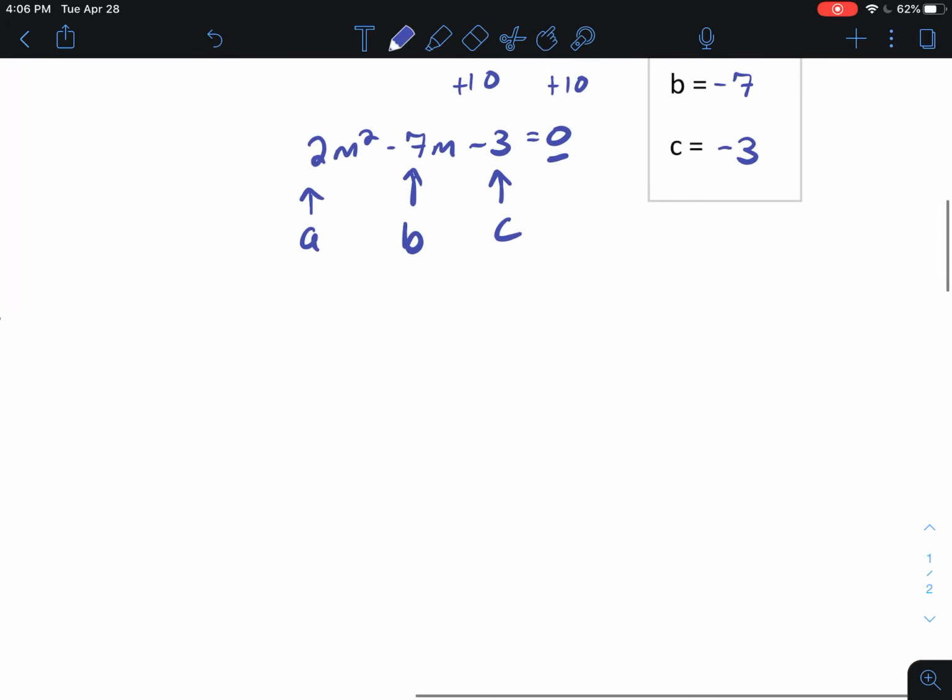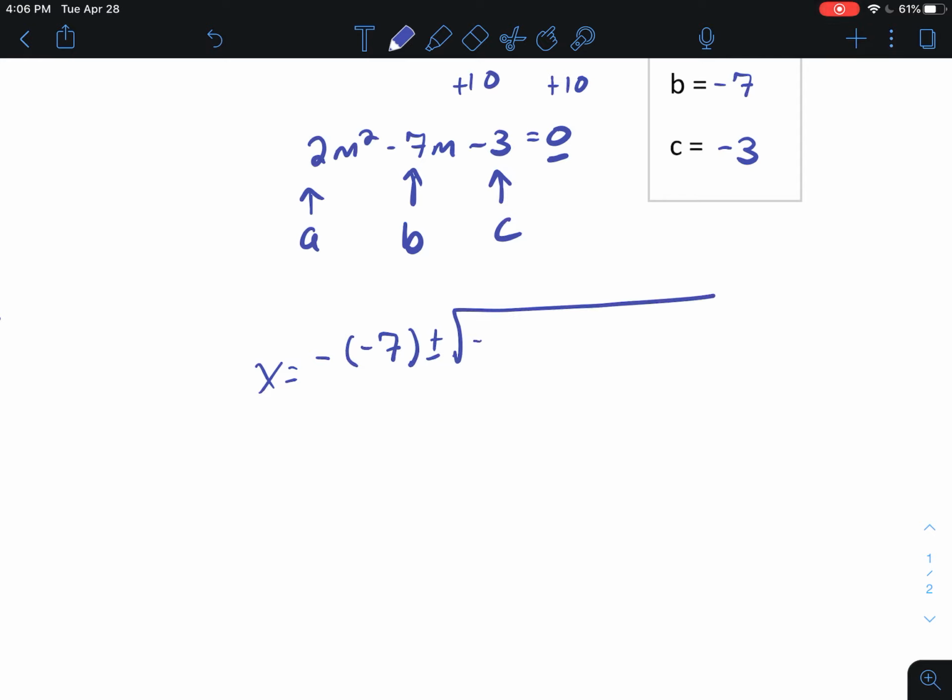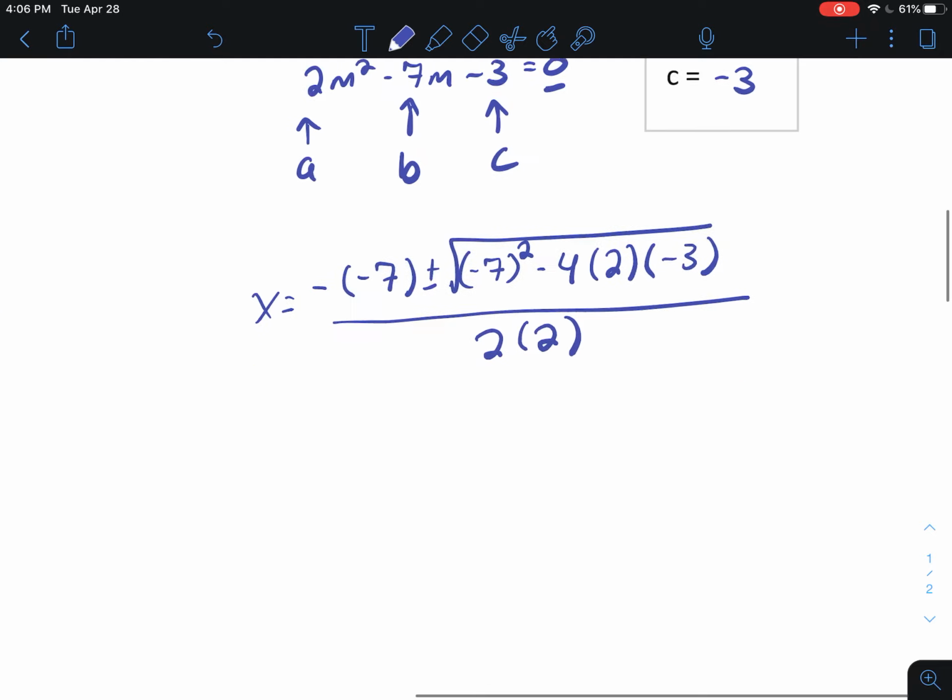Really, from there, it's just plugging it into the equation. So x is equal to the opposite of our b value, so negative 7, plus or minus the square root of b squared, which is negative 7 squared, minus 4 times a, which is 2, times c, which is negative 3, all divided by 2 times a, which is 2.